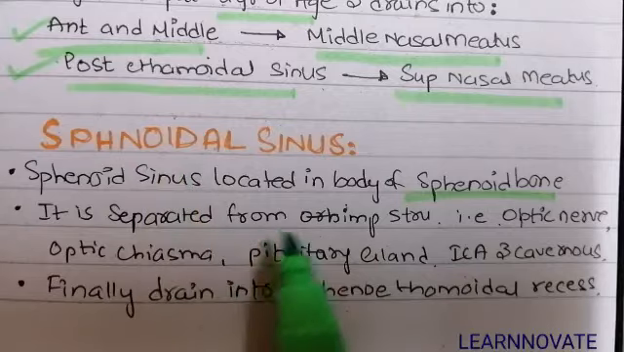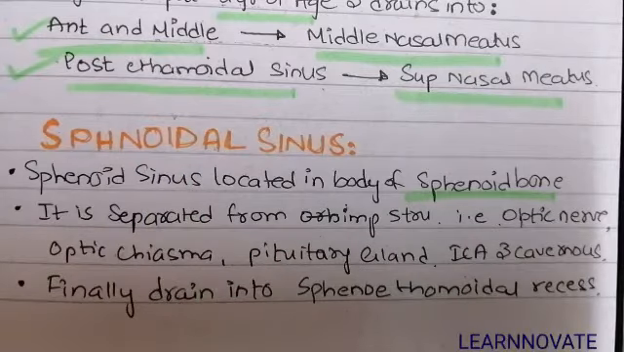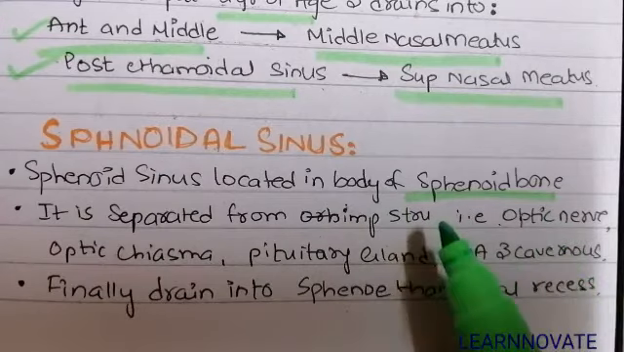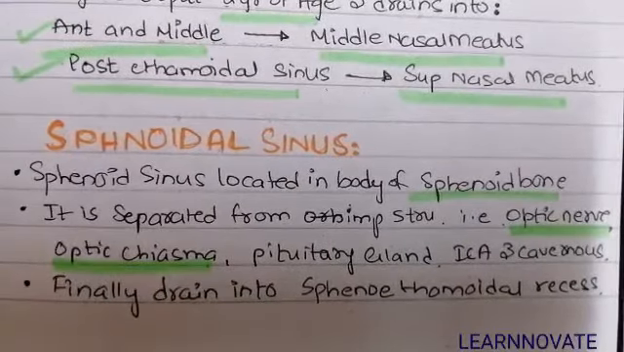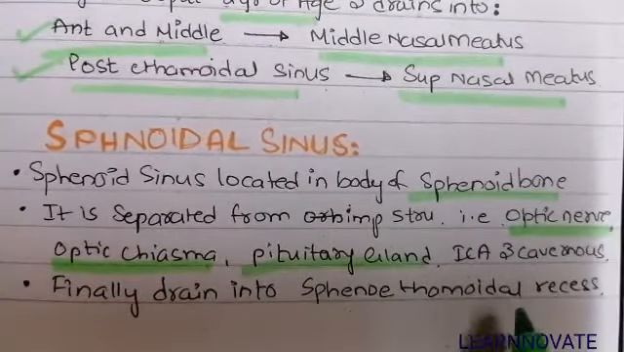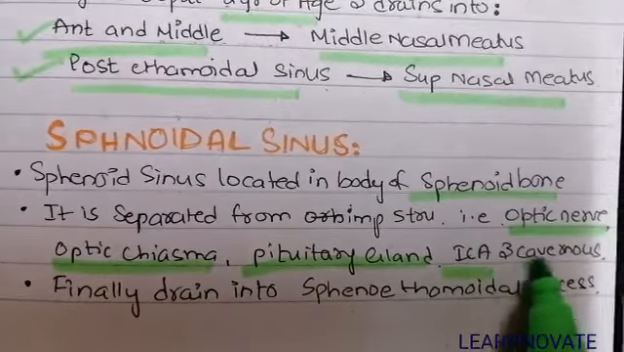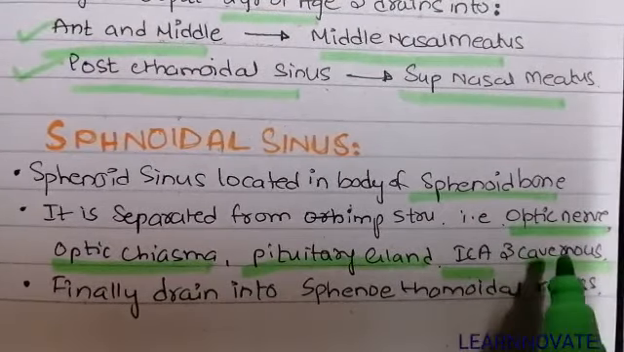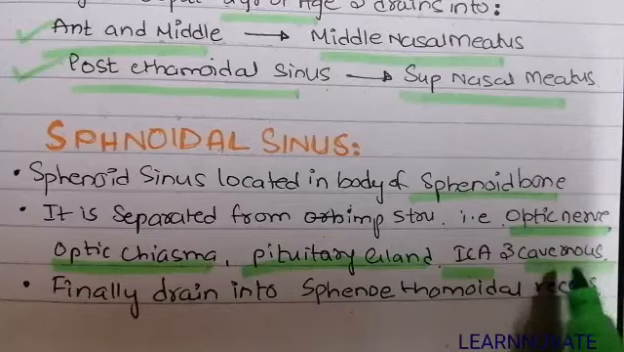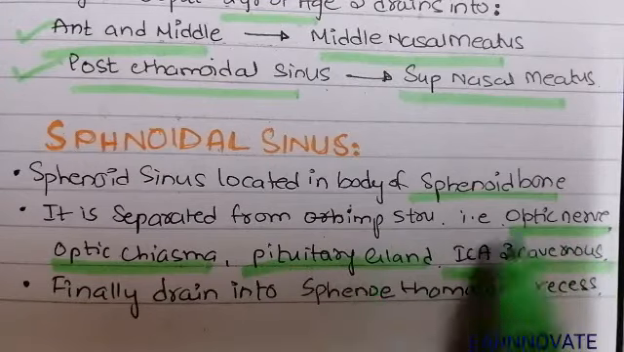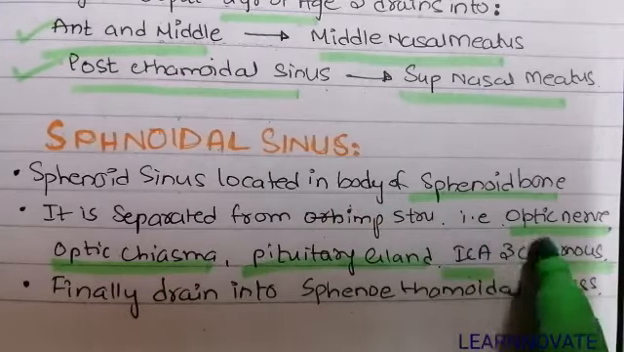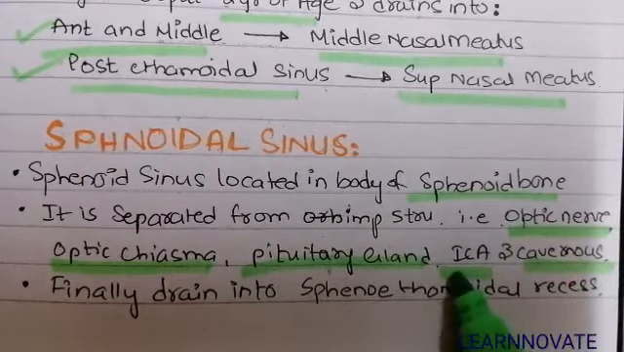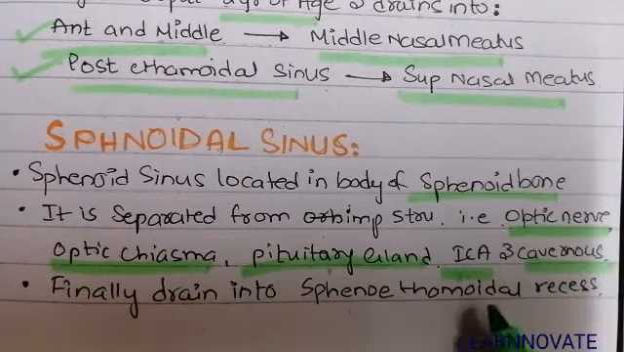So this sinus has a relation with the important structures. Which are the important structures? You should know. The important structures in relation to the sphenoid sinus include the optic nerve, the optic chiasma, the pituitary gland, and the internal carotid artery, and somewhat the cavernous sinus. The cavernous sinus is a sinus of the brain, cranial cavity. So we should remember these structures that are in relation with the sphenoid sinus: the optic nerve, optic chiasma, pituitary gland, internal carotid artery, and the cavernous sinus.